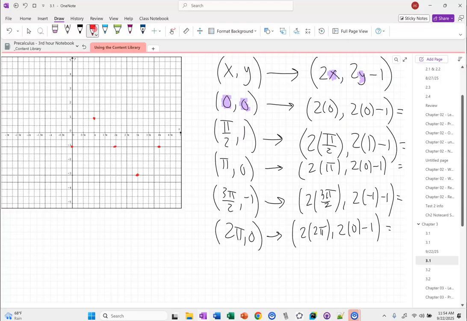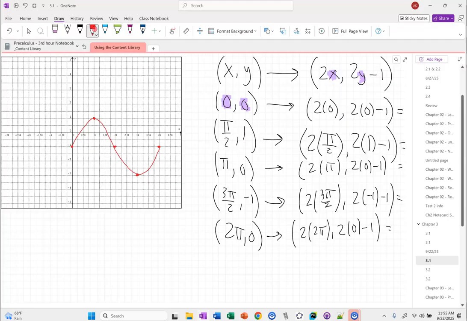Is everybody okay with what I plotted? So now I'm going to connect these. Notice when I'm connecting them, I'm using a curved line. There's no points to this. It's like a smooth curved line. That's one period, right? Everybody's good?